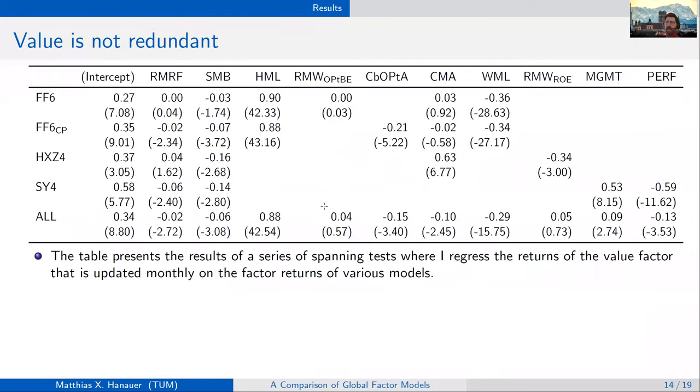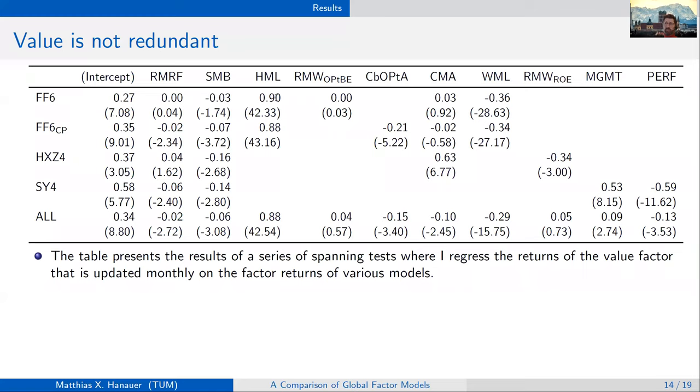What I do here is spanning regressions. My dependent variable is always the high minus low return of this monthly updated value factor. And on the right hand side of the spanning regression, so this is a linear regression, are these factors that I show here per each line. For instance, if I regress this monthly updated value factor on the factors of the Fama French five factor models, then I see an intercept of 0.27% per month. So maybe 4% per year. That is highly significant and has a t value of 7.